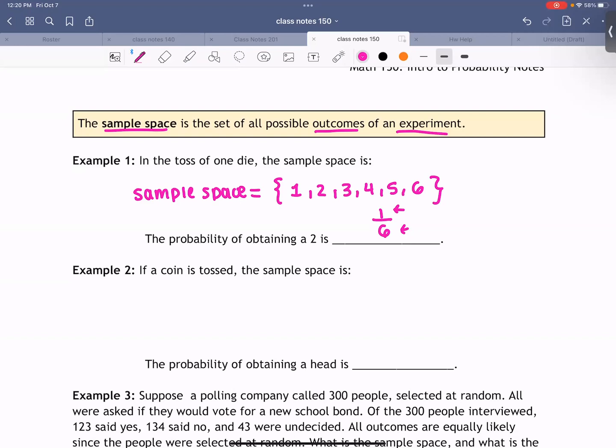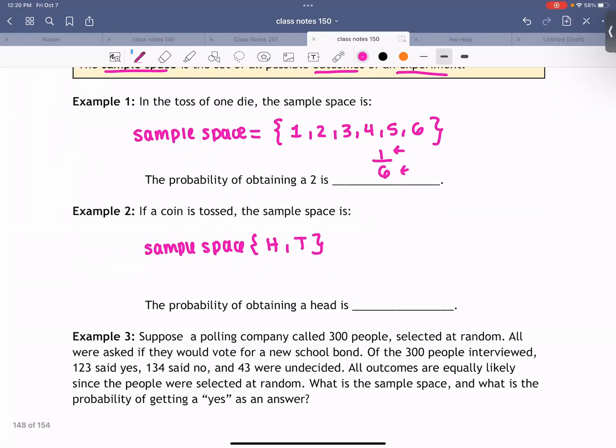Okay. All right, another example, we have a coin being tossed. What's my sample space now? Heads and tails, right? Those are the only 2 things that can happen. So heads and tails. Okay. Now, I already kind of went over this with you. The probability of getting a head is 0.5.